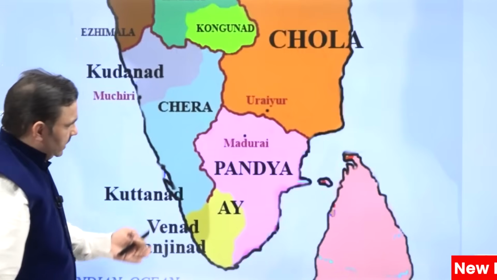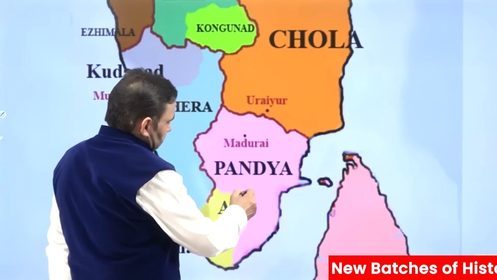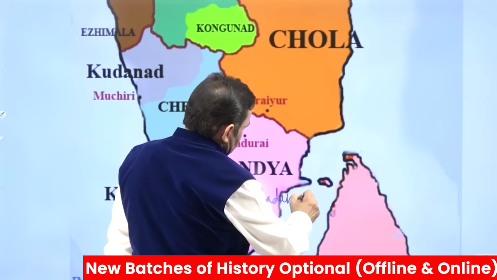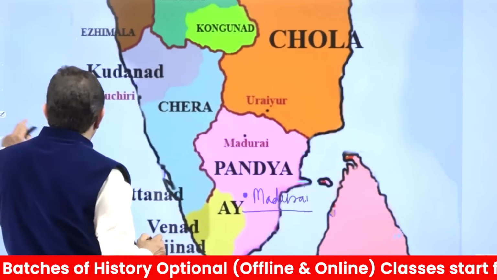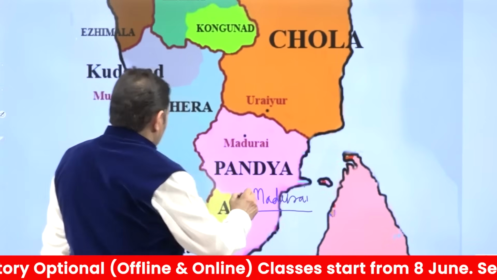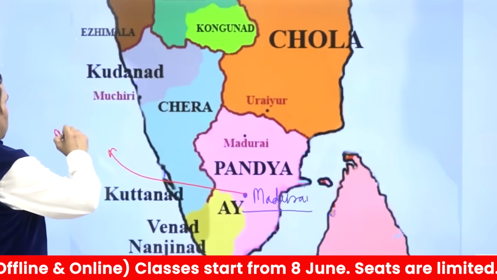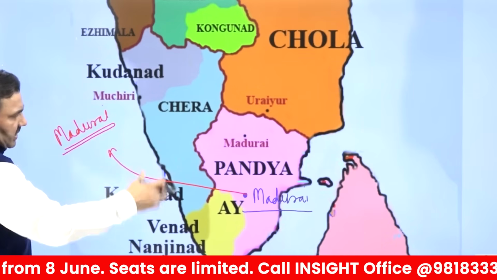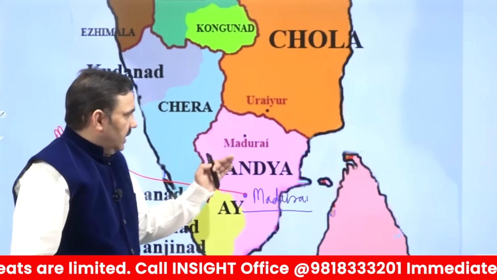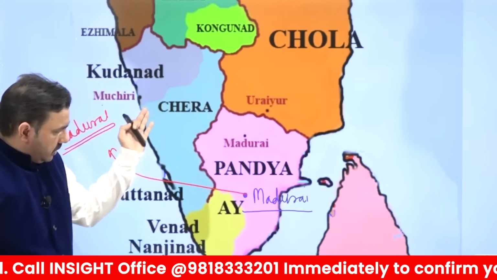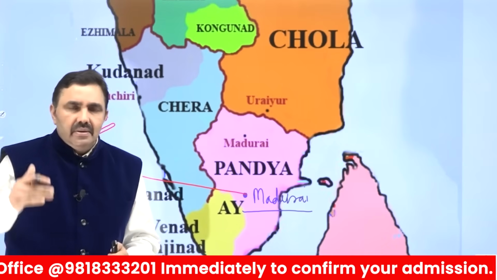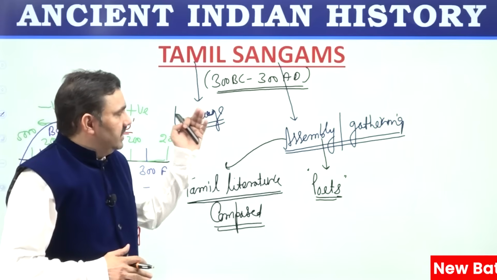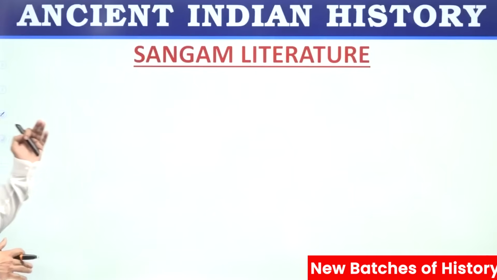These assemblies took place in Tamil Nadu, and here this is Pandya kingdom. Their capital was Madurai. So Tamil Sangams took place in Pandyan capital, Madurai. Madurai was the capital of Pandya kingdom. Very famous city even today, famous for Meenakshi temple. Cholas, Cheras were other kingdoms in that time. So Pandyan capital Madurai was the seat of the Sangams.